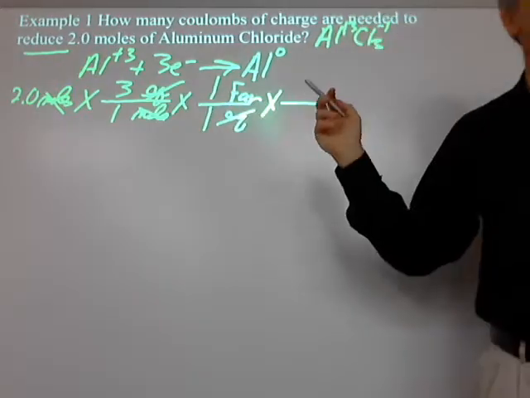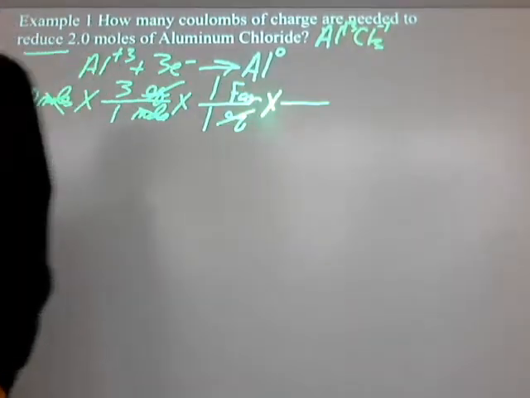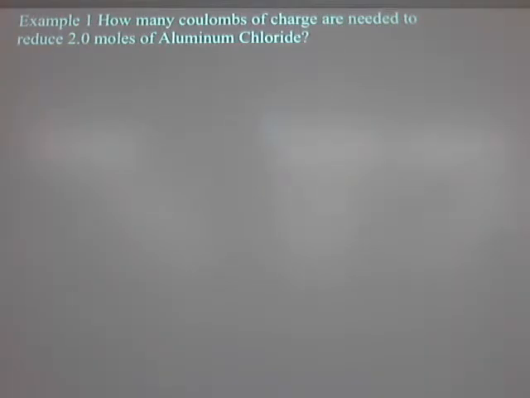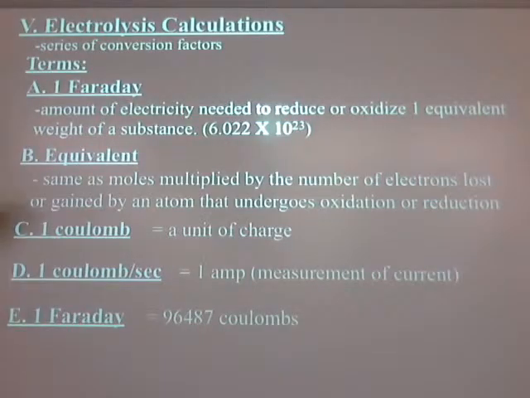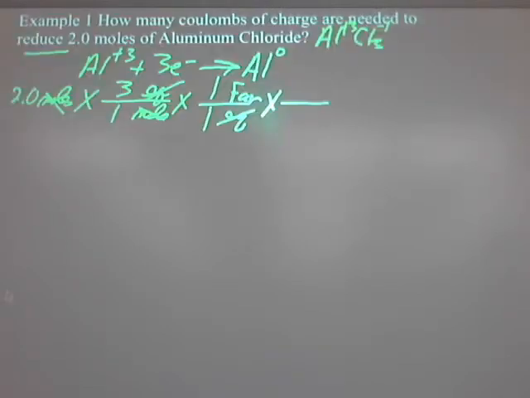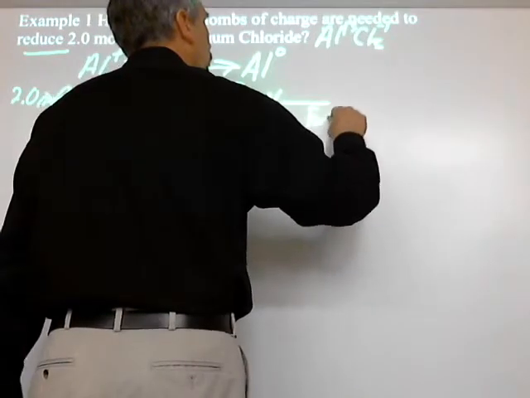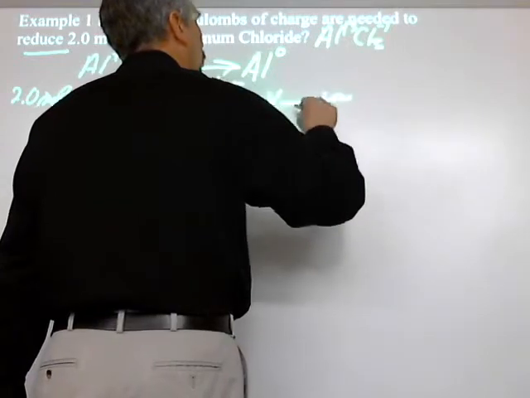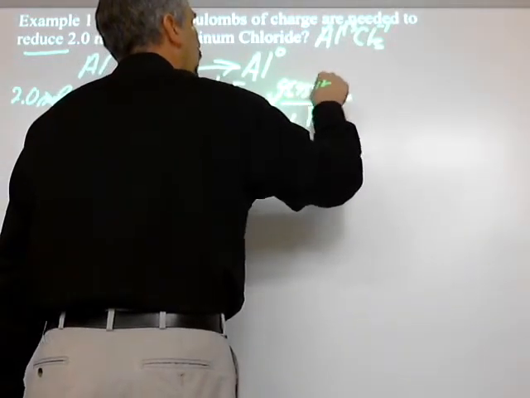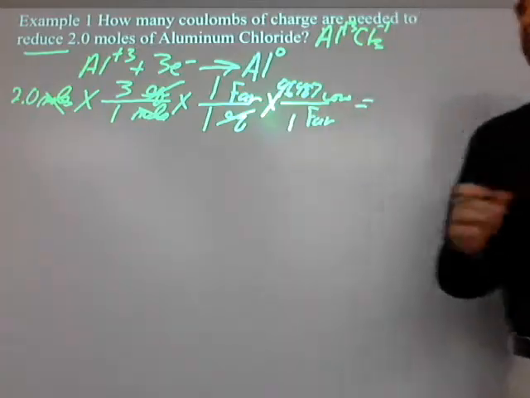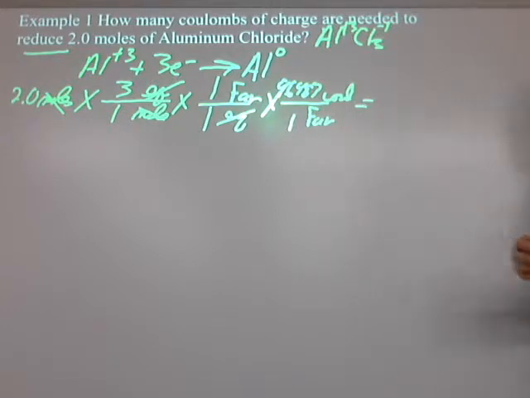Now, I'm in Faradays, and I want to get to coulombs. Again, can you look back and see where you're going to go next? Are Faradays related to coulombs in any of these? Sure, right down there. So how am I going to write this? It's pretty easy. Faradays on the bottom, coulombs on the top. 1 Faraday contains 96,487 coulombs. Do your math. And what do you get?